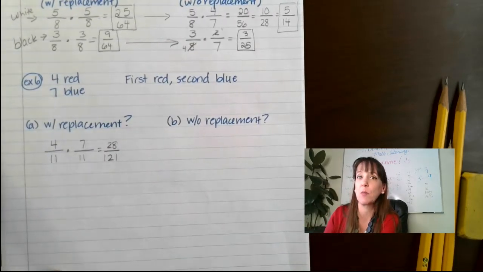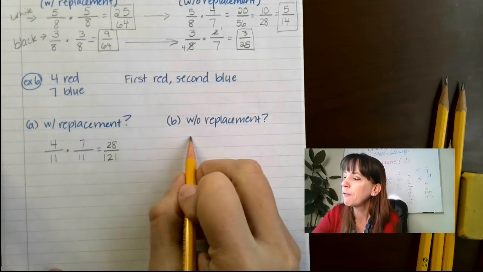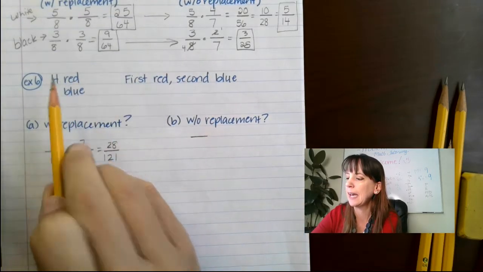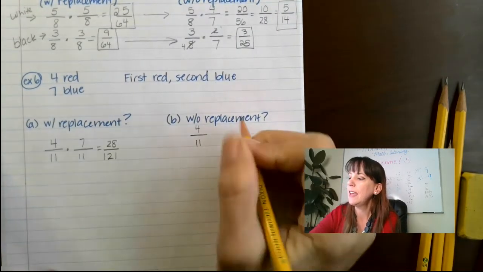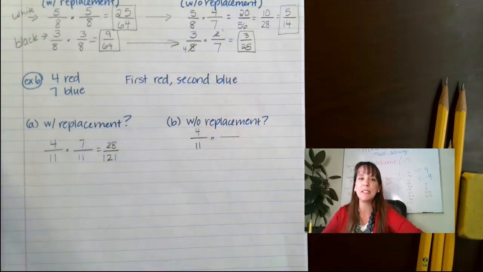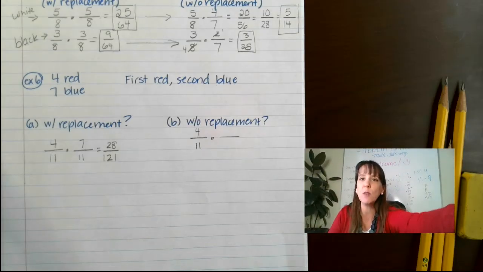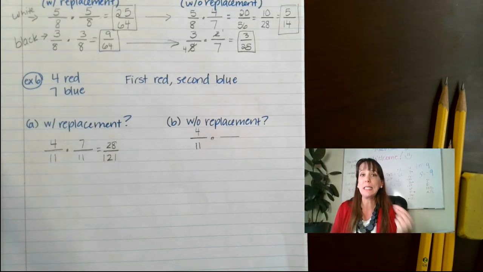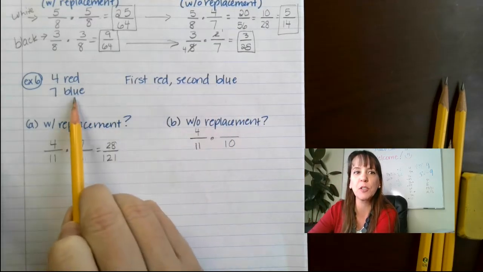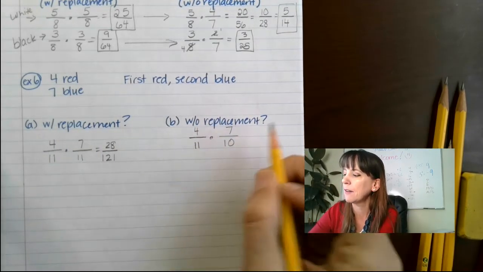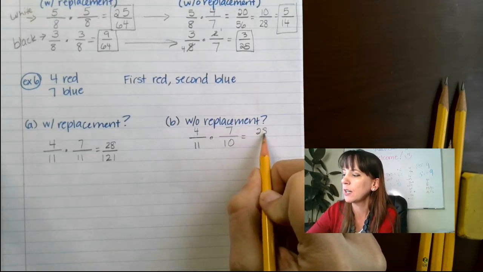Now let's talk about if that was without replacement. The first chance of it being red would be, again, 4 out of 11. Now, without replacement, we have taken one of those out of there. So now there's only 10 in there, and it was red that we took out, so there's still 7 blue left. And then we multiply straight across, we get 28.